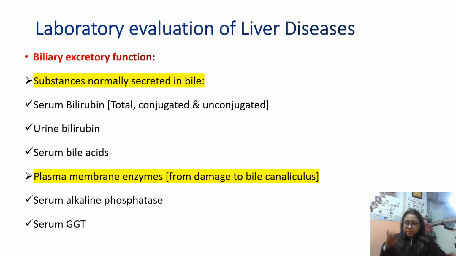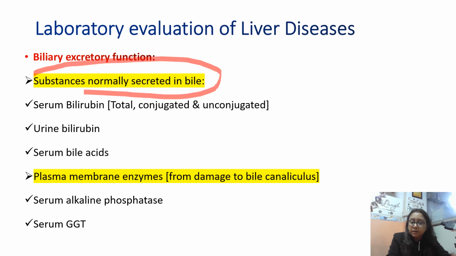Then we come to biliary excretory functions, क्योंकि bile भी excrete होना है. So substance which is normally secreted in bile, that also will tell you about many disease, like serum bilirubin, that consists of your total, conjugated and unconjugated bilirubin. Then we can test for urine bilirubin as well. Then we can test for serum bile acids also. These were the substances normally secreted in bile.